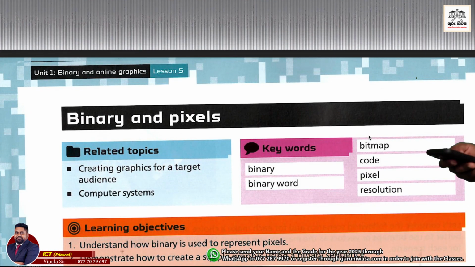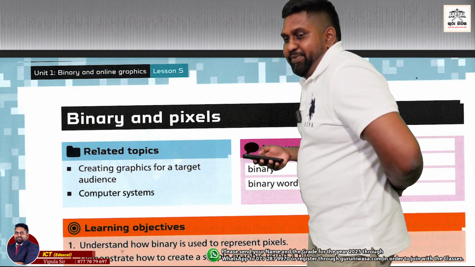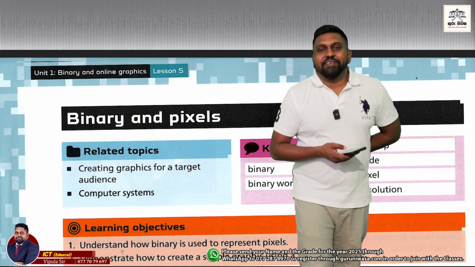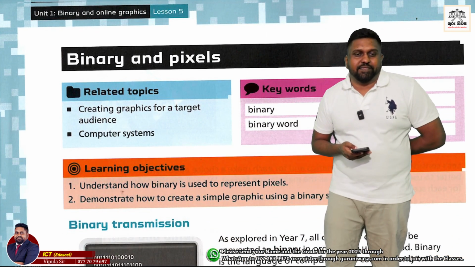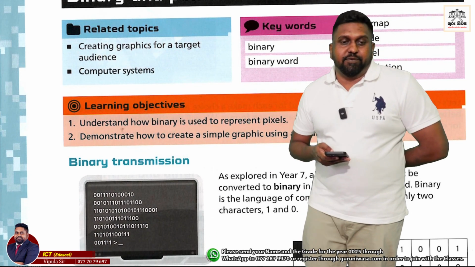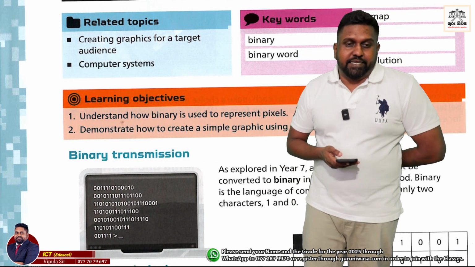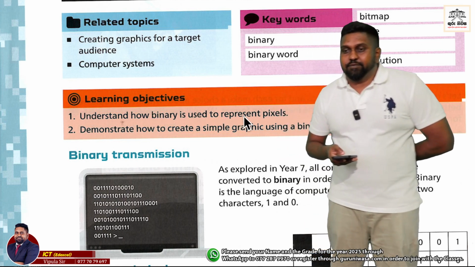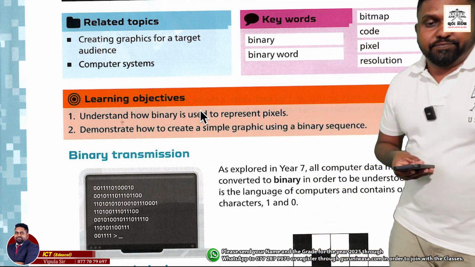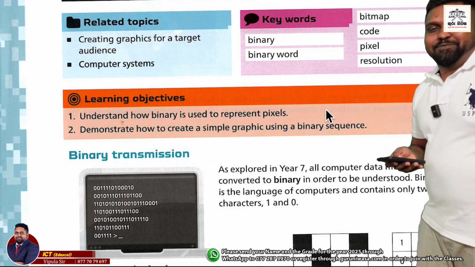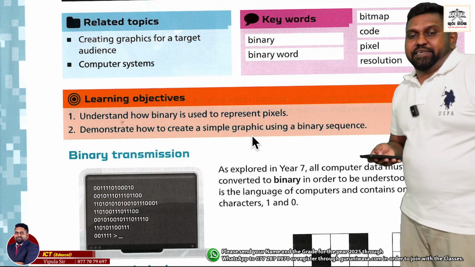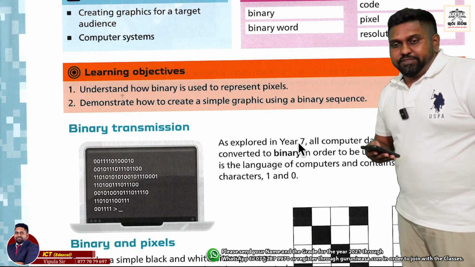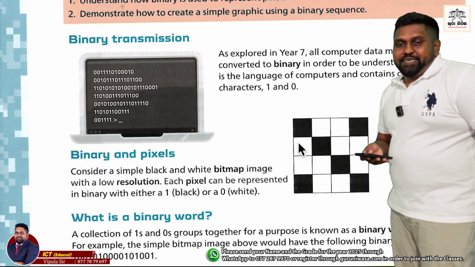Then we jump into the interesting part. Now we learn about binary and pixels, and why this binary definition is there based on the pixels. So what do we learn? The objectives are to understand how binary is used to represent pixels, and to demonstrate how to create a simple graphic using a binary sequence. So that's how it basically works. Let's see how it works.